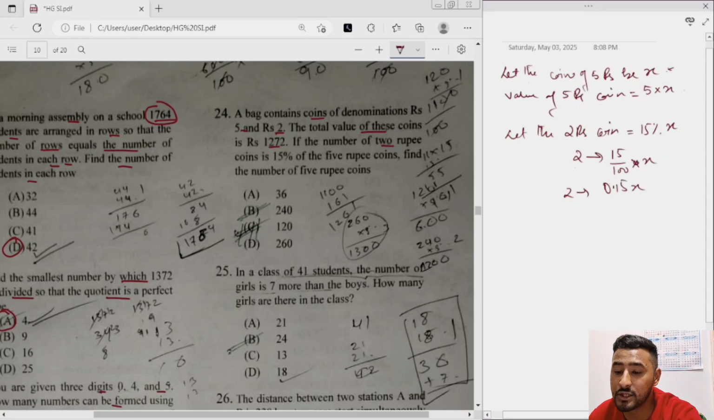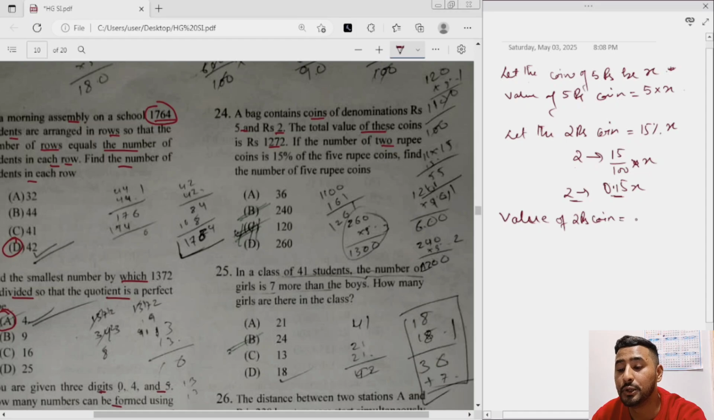Now if this is 0.15x, what will be the value of the 5 rupee coins? Since it is 5x, we need to get the value of x first so that we can total it, right? Now since we got the number for 2 rupee coins, this will also have some value. This is just the number of coins of 2 rupees. So let's see what the value of the 2 rupee coins will be.